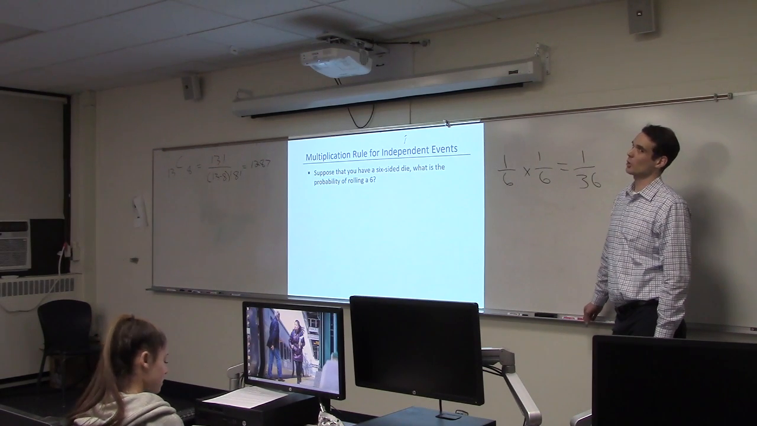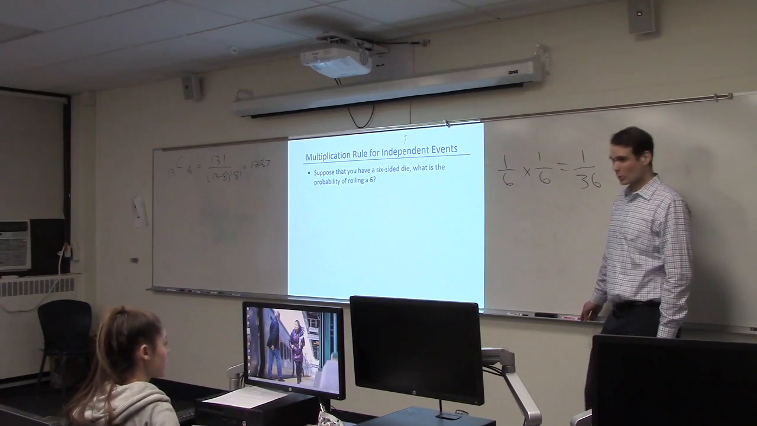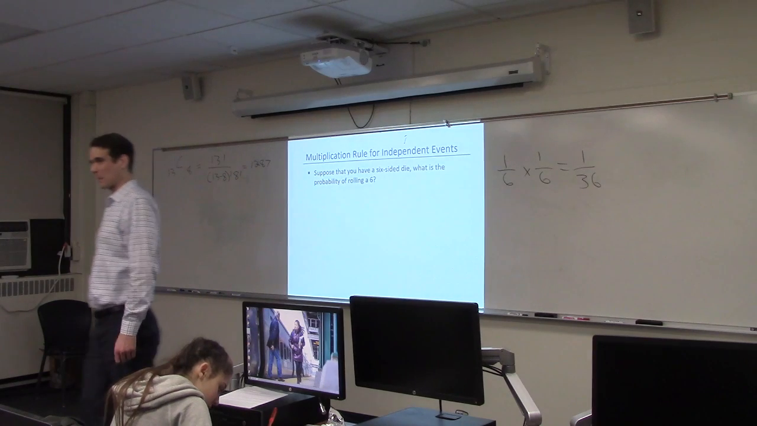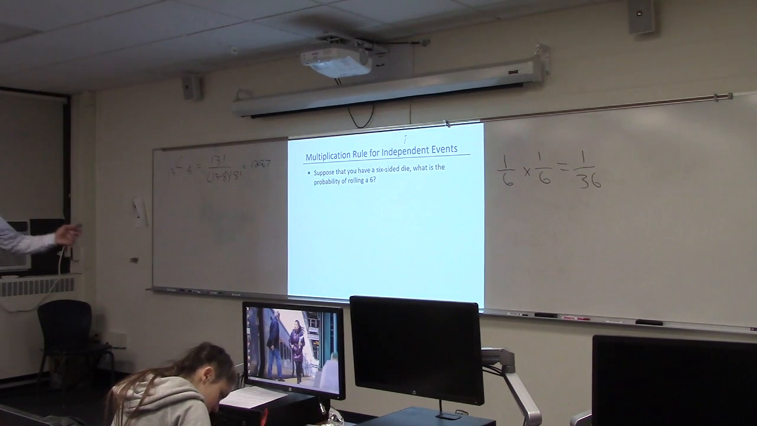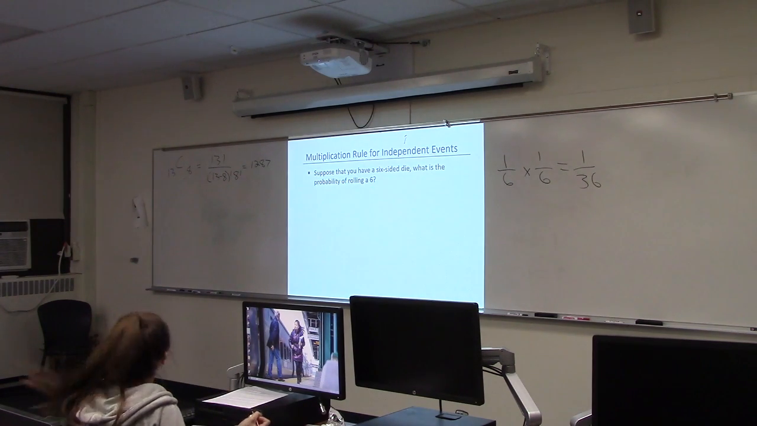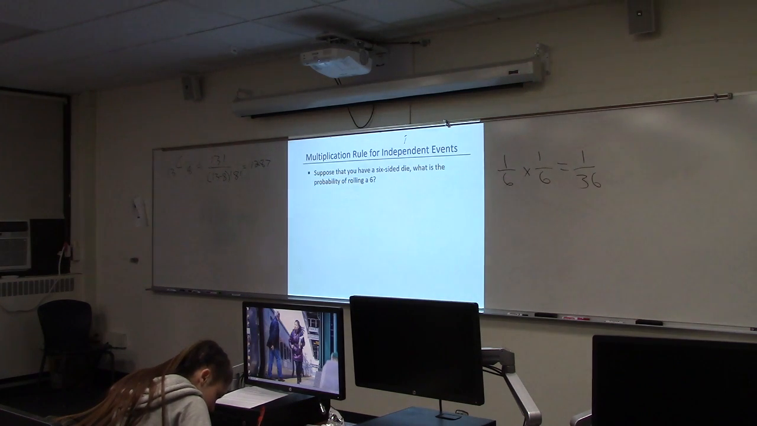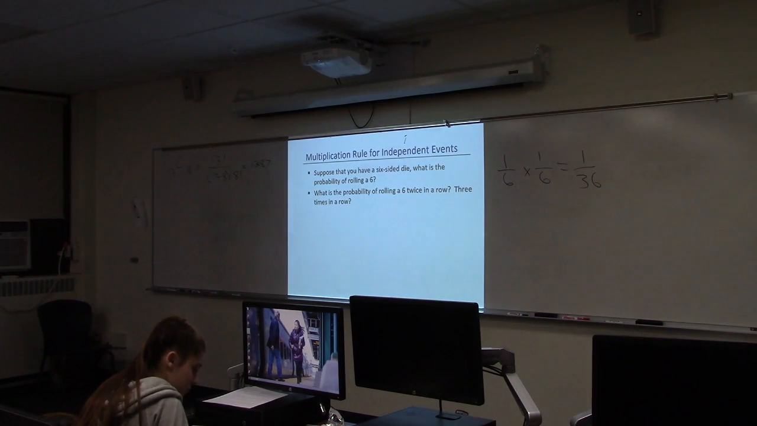So let's go through some thought experiments using the basic rule of probability, and then we're going to throw in the combination rule. All right, suppose you have a 6-sided die. What's the probability of rolling a 6? 1 out of 6, yeah. One single die, probability of rolling a 6, 1/6. Perfect.